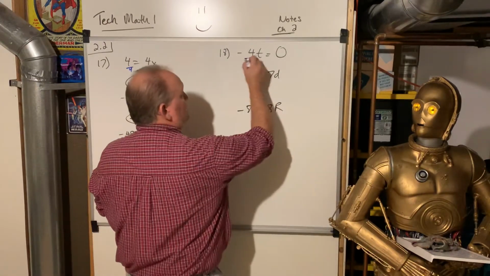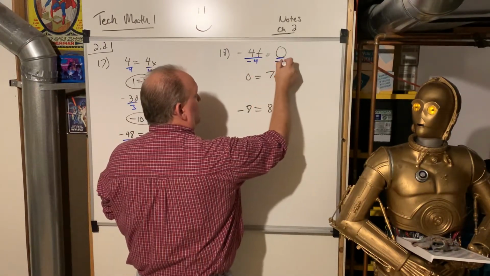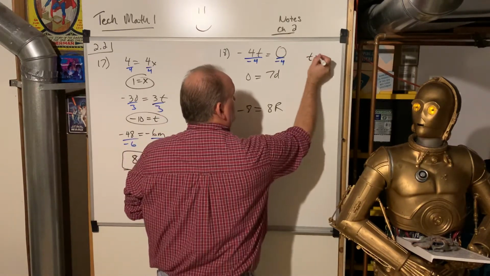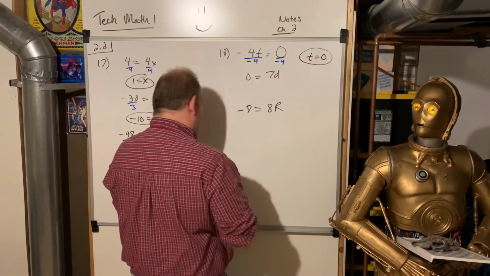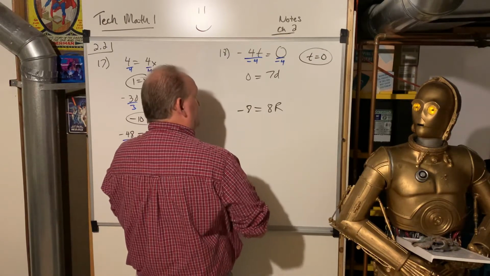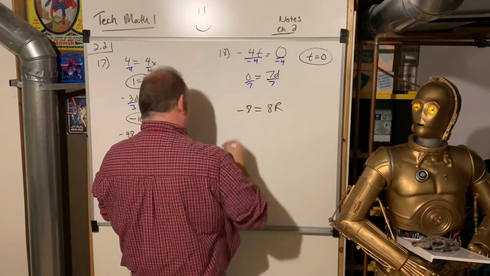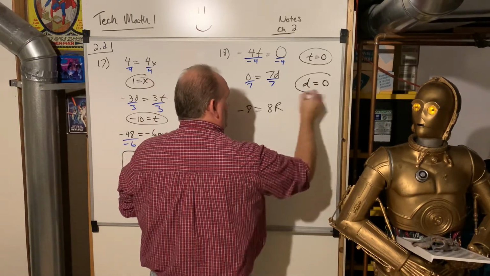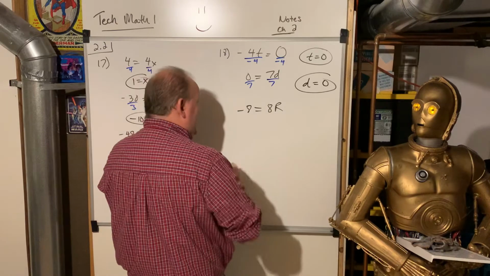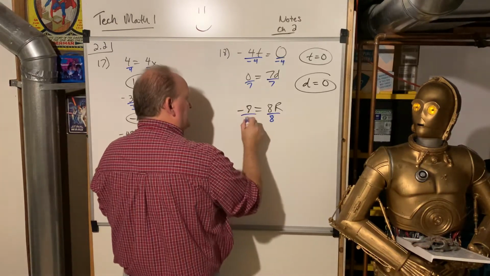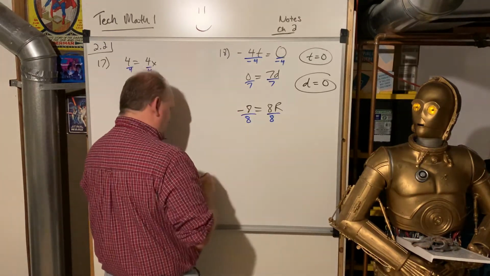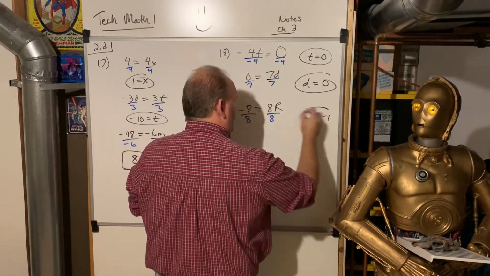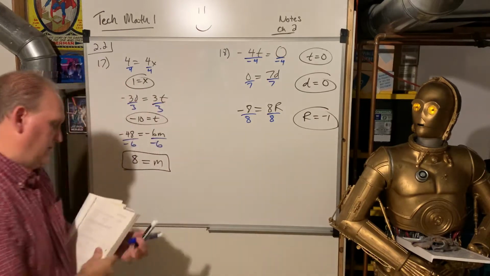So this one, we divide both sides by negative 4. 0 divided by negative 4 is okay. That's 0. This, we divide both sides by 7. D equals 0 again. And this, we divide both sides by 8. And that's not going to be 0. Negative 8 divided by positive 8 is negative 1. All right.